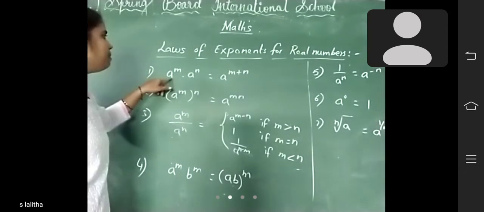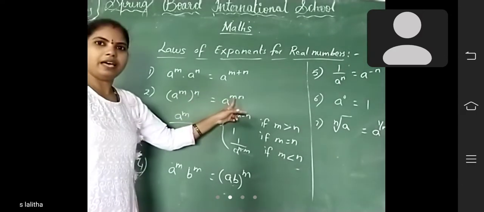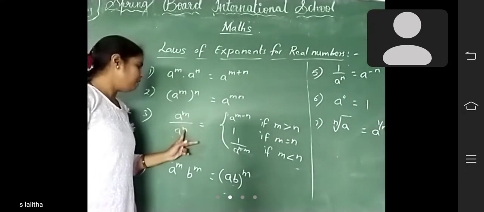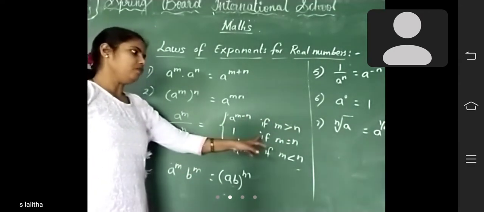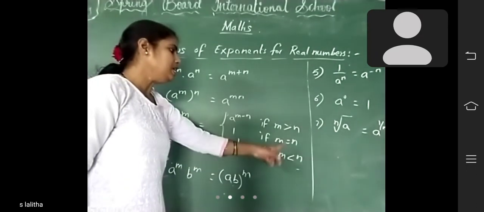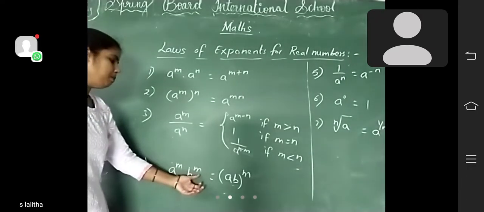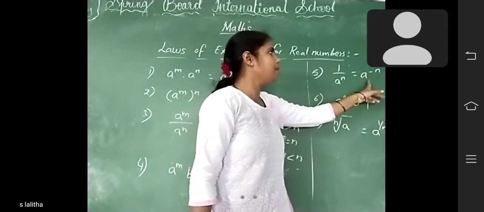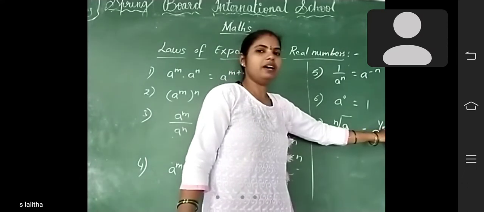So first, a power m into a power n is a power m plus n. a power m whole power n is equal to a power mn. a power m by a power n is equal to a power m minus n if m is greater than n, equal to 1 if m is equal to n, and 1 by a power n minus m if m is less than n. a power m into b power m is equal to ab whole power m. 1 by a power n is a power minus n. a power 0 is equal to 1. Nth root of a is equal to a power 1 by n.